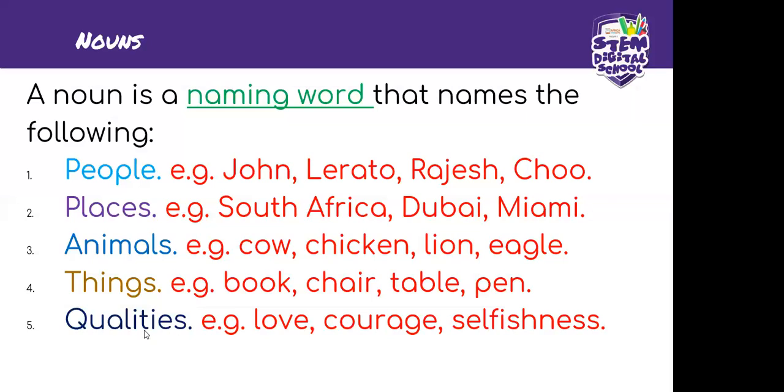Then next up, we have qualities. For example, love, courage, selfishness. So all these qualities, they are also nouns. So from here, we learn that nouns, they name these 5 things, okay? They name people, places, animals, things, and qualities.